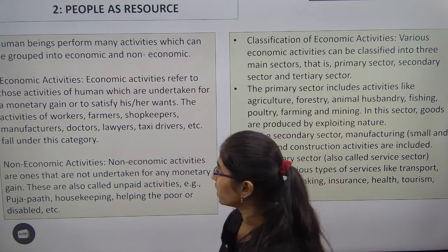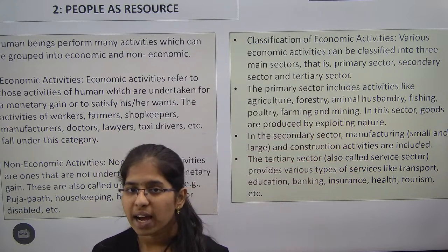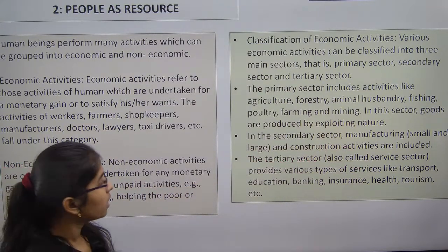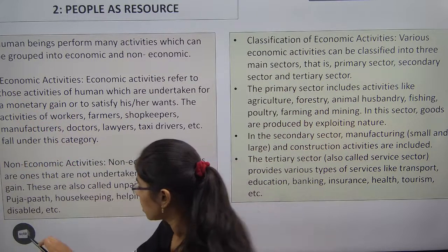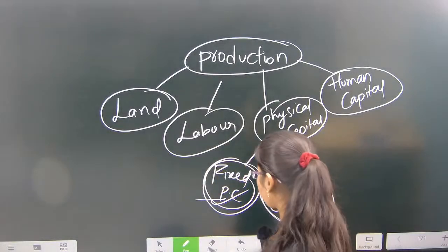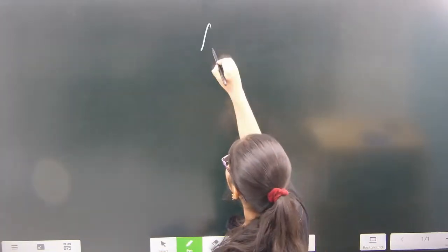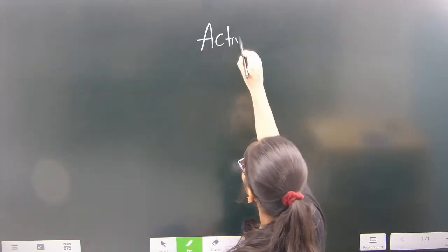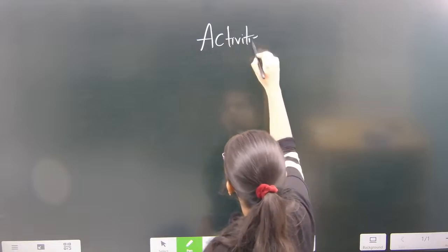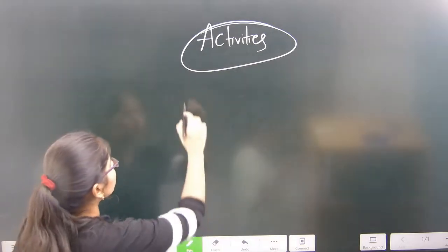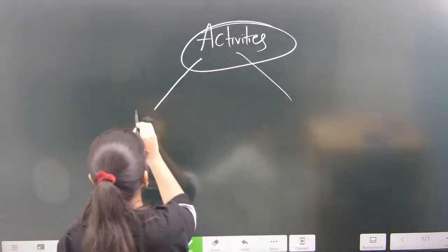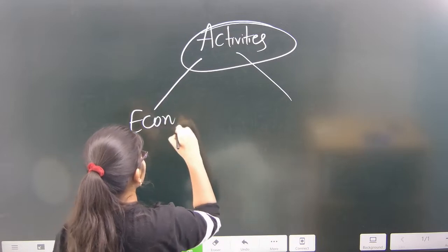Now we will discuss the second chapter, people as resource. See here, human beings perform many activities. If you observe the activities, they have been divided into two. One is economic and non-economic.